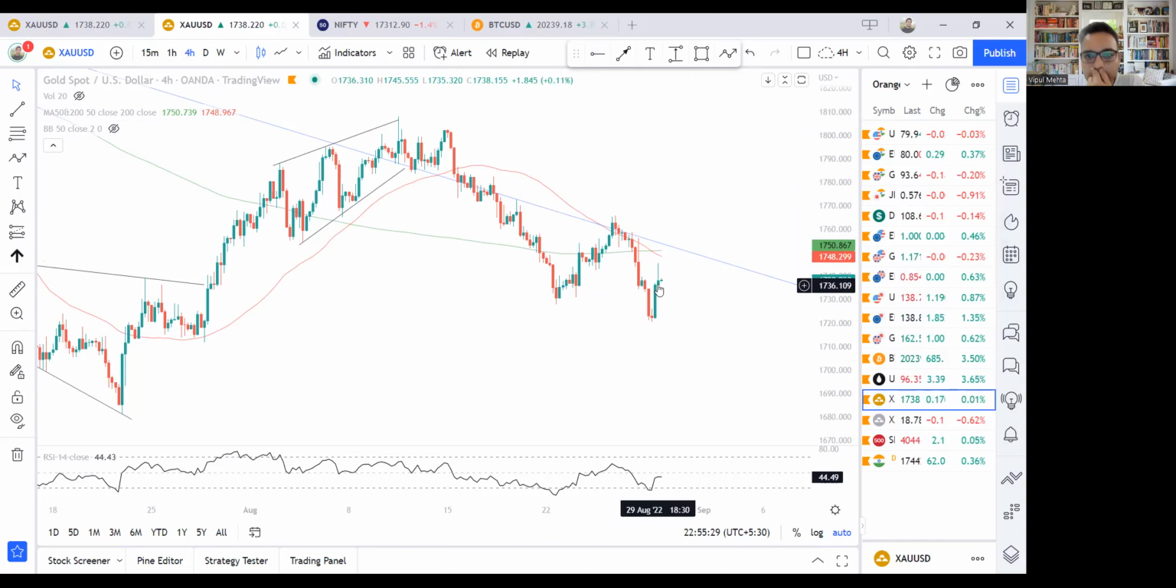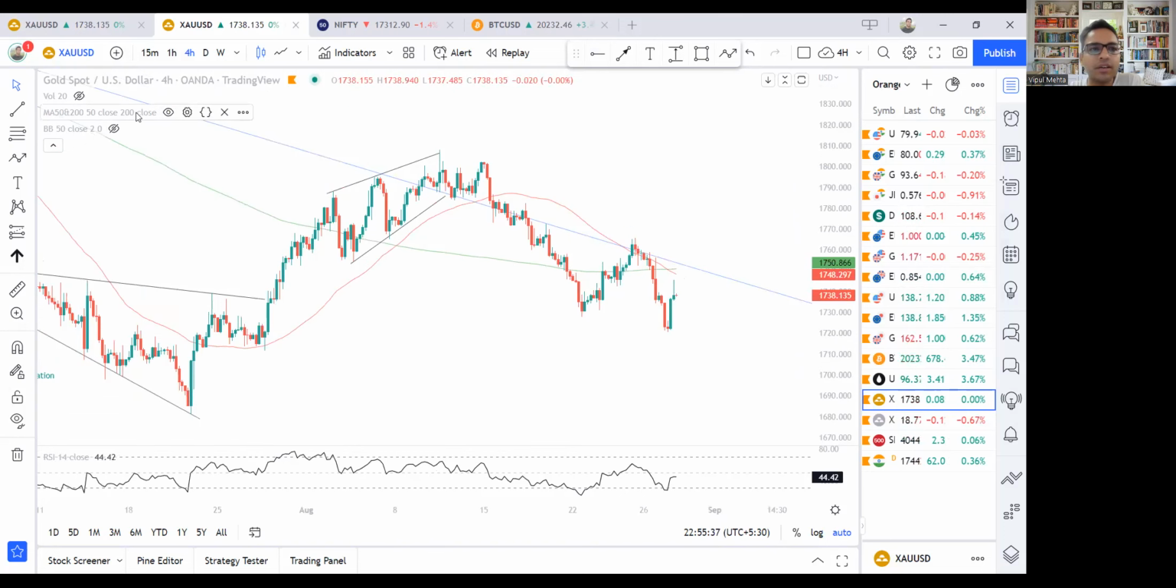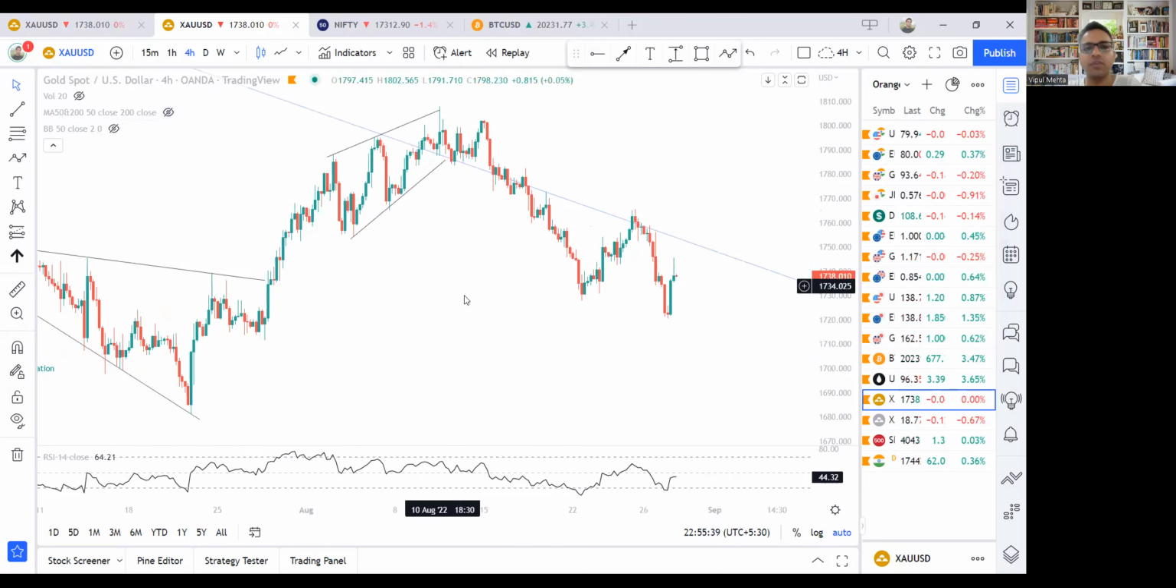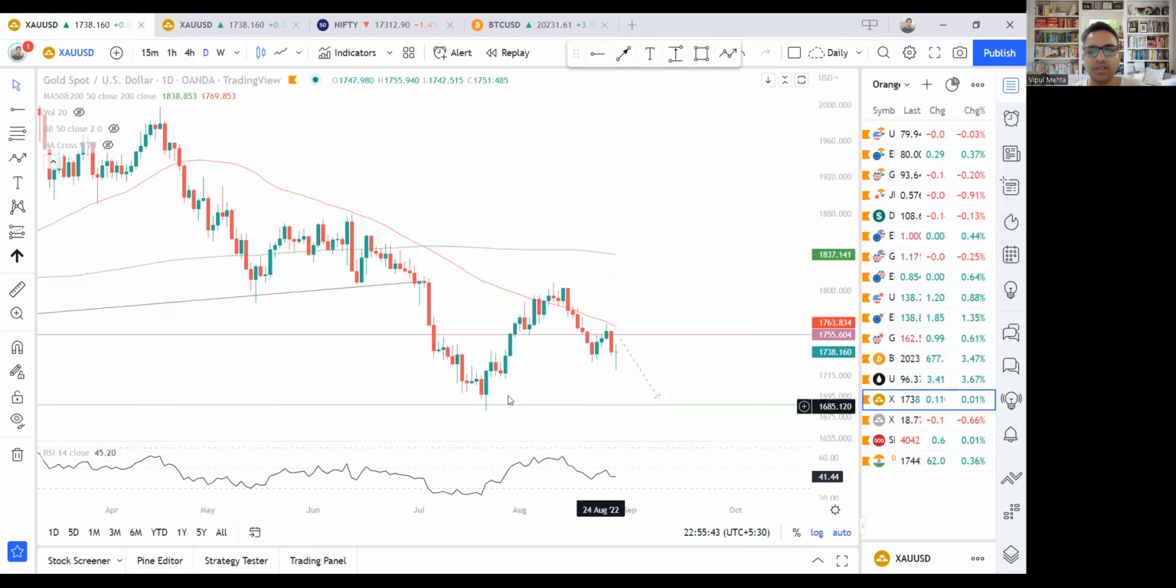By tomorrow morning, I think the price continues in the downward direction. It would be an interesting opportunity to go short on gold, and it can give a good trade for the next week or so, when we expect the price to go back down to these levels. Okay, the 1690, 1680 zone.